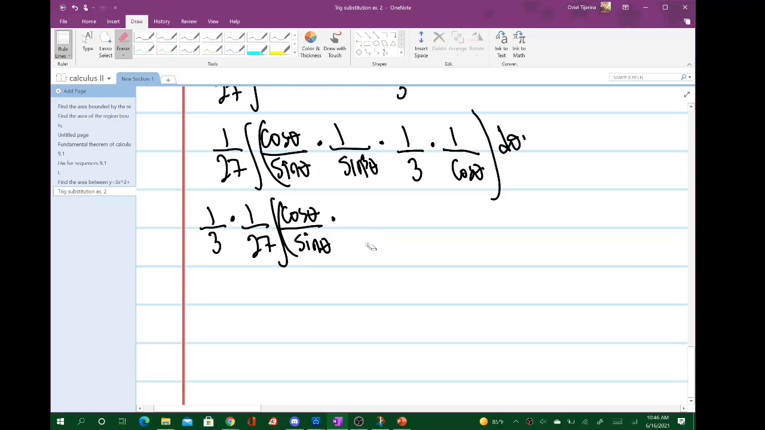So let me just do it this way. I'm going to bring the 1 over cosine theta over here, so that way I can just go ahead and cancel it out right away. And then the 1/3 is already on the outside, so we're just going to put d theta.